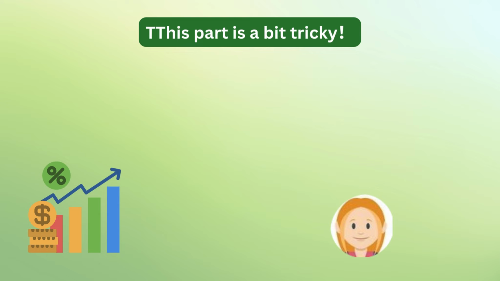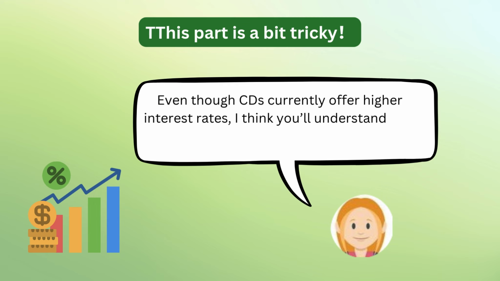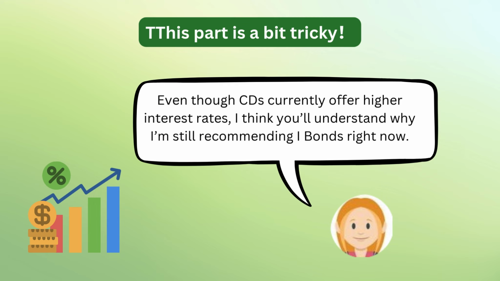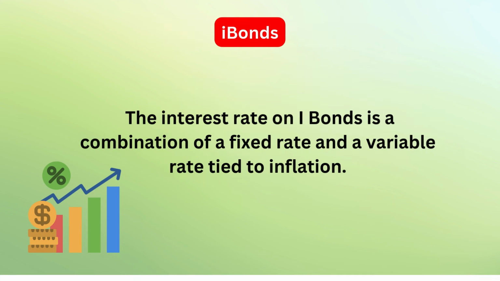Now, this part is a bit tricky, so let me walk you through it. Even though CDs currently offer higher interest rates, I think you'll understand why I'm still recommending I-bonds right now. As mentioned earlier, the interest rate on I-bonds is a combination of a fixed rate and a variable rate tied to inflation. Let's look at some examples.